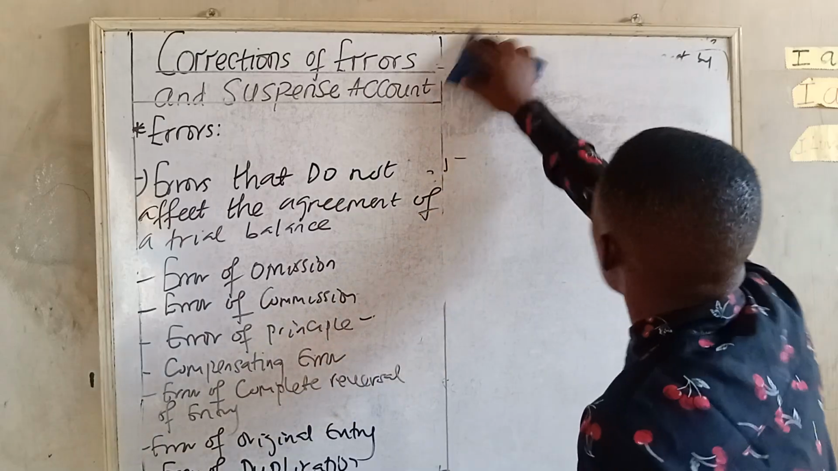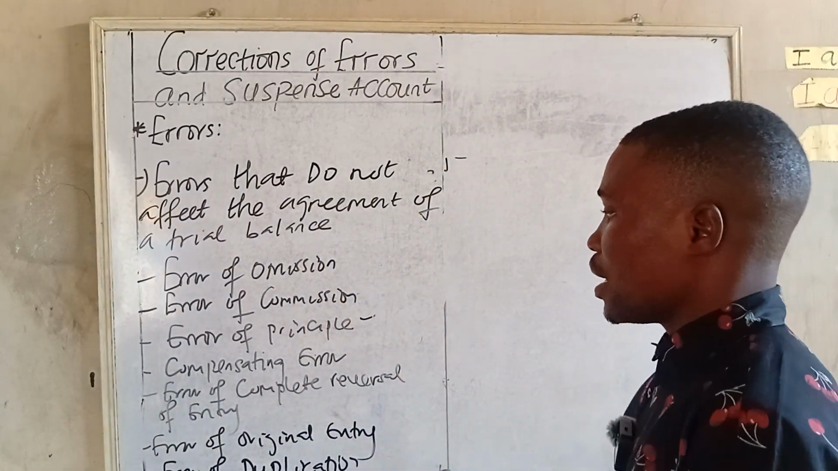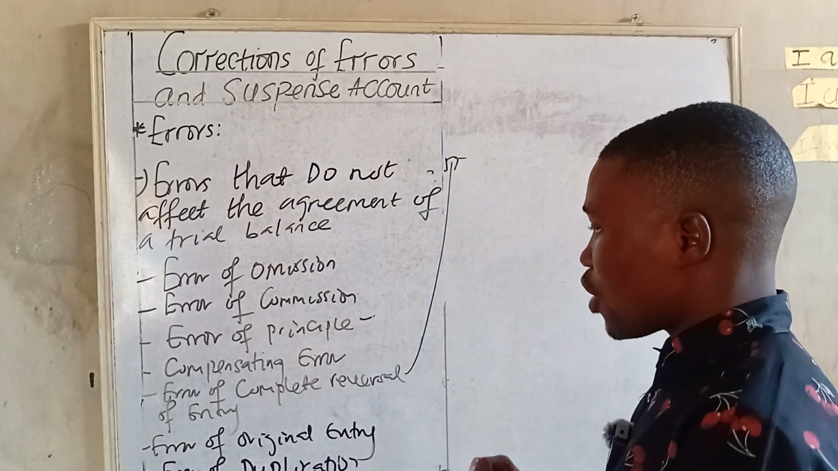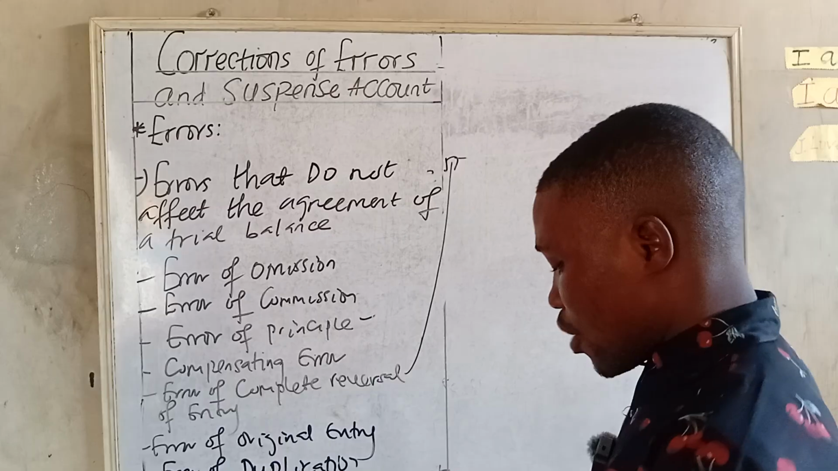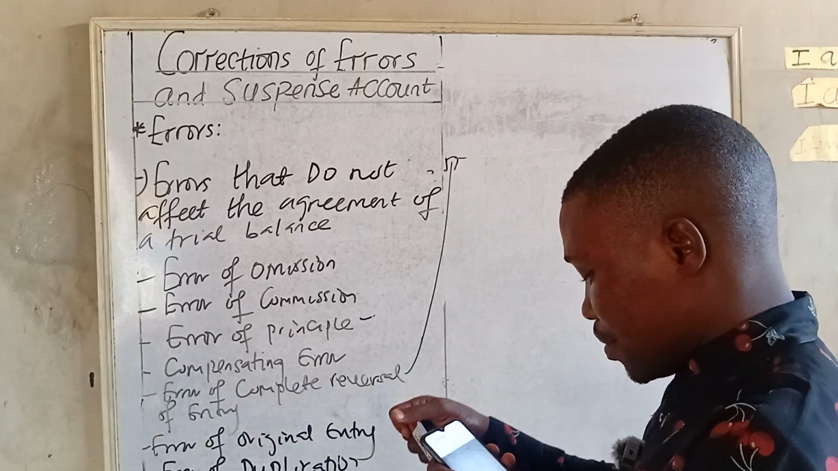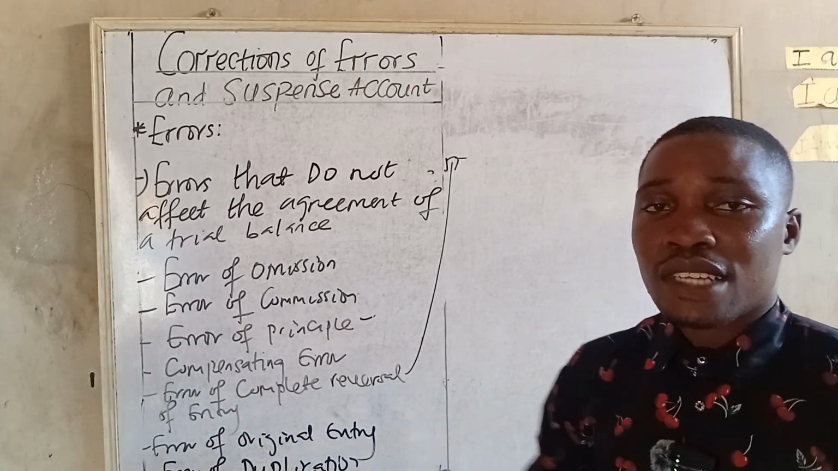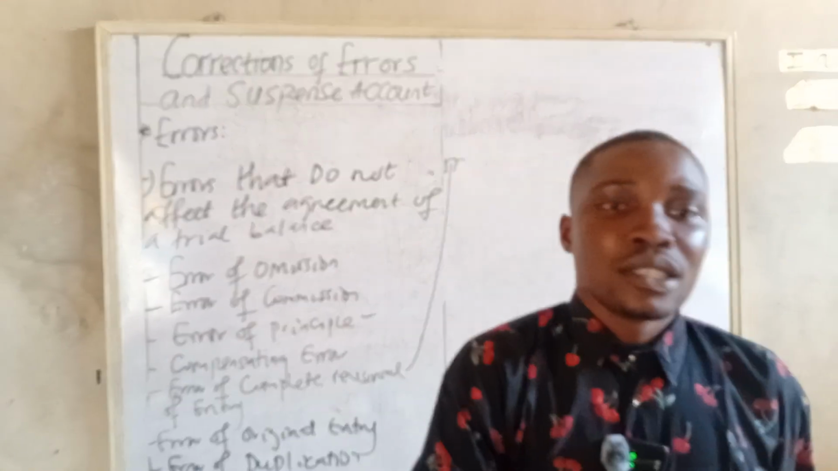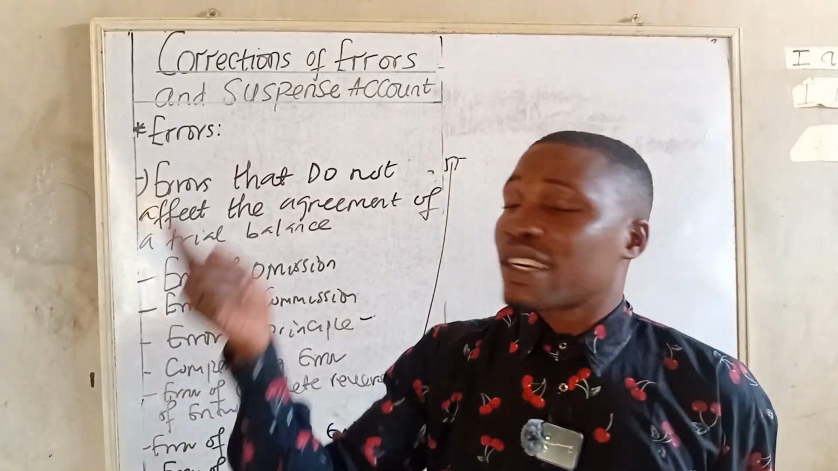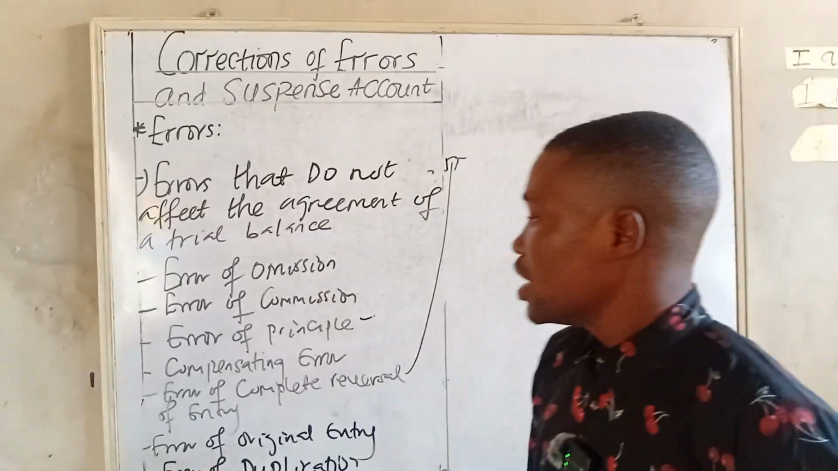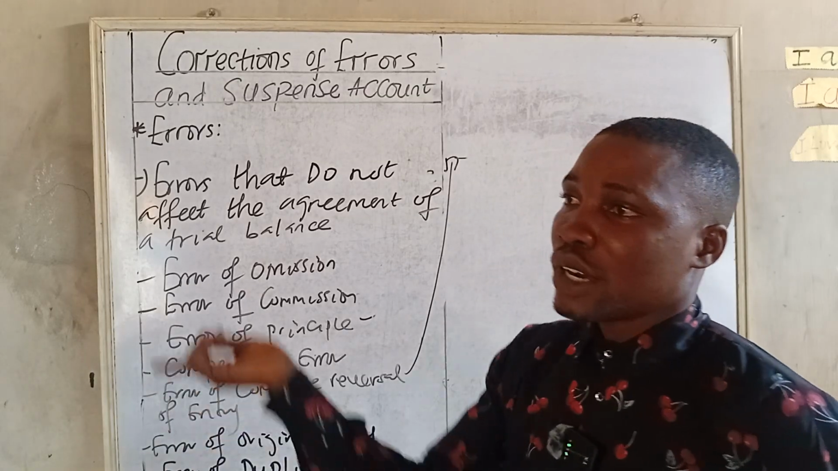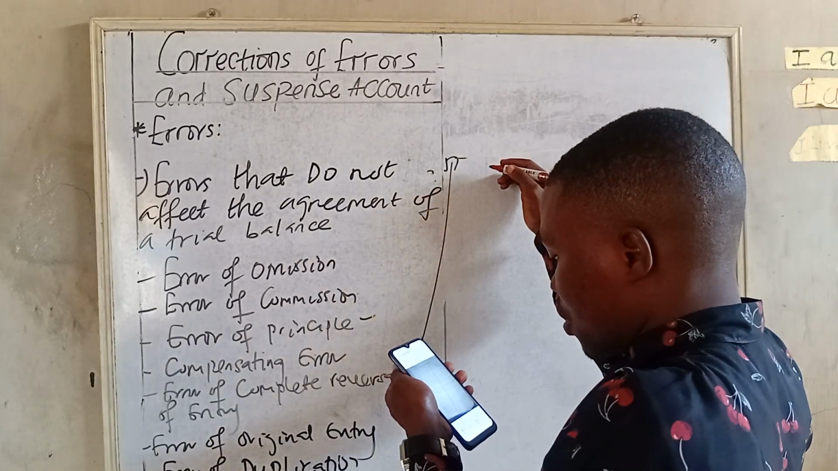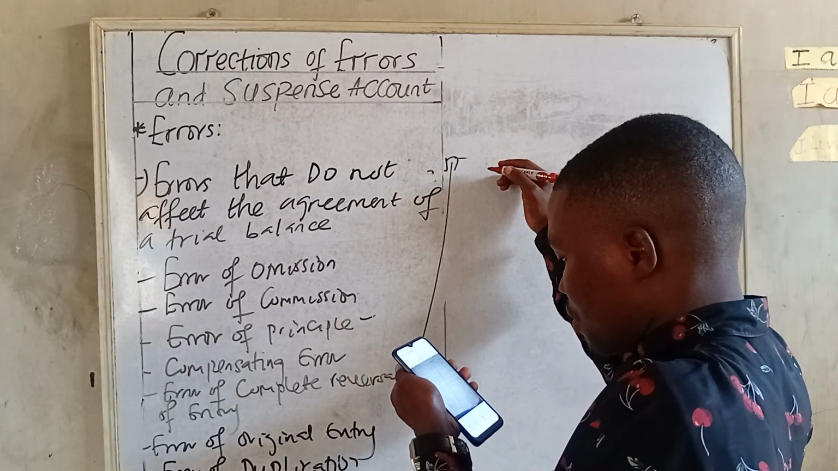Then the next error we'll look at is error of complete reversal. Error of what? Complete reversal of entry. It is where the account that is supposed to be debited, you credited it. The account that is supposed to be credited, you now debited it. So we call it error of what? Complete reversal. You interchange the posting. So let's see a transaction here to analyze the question.